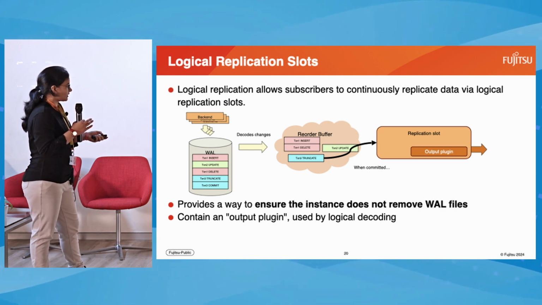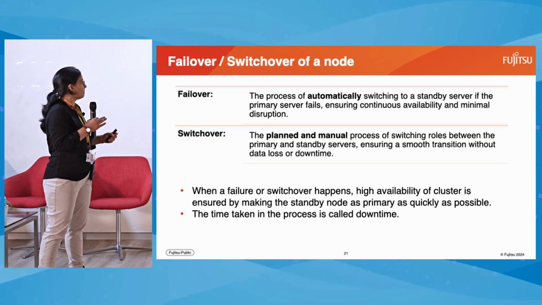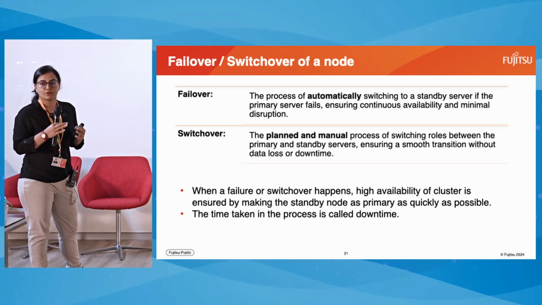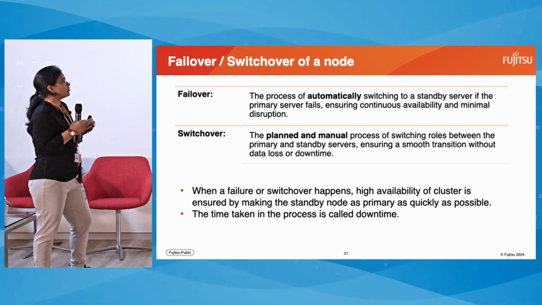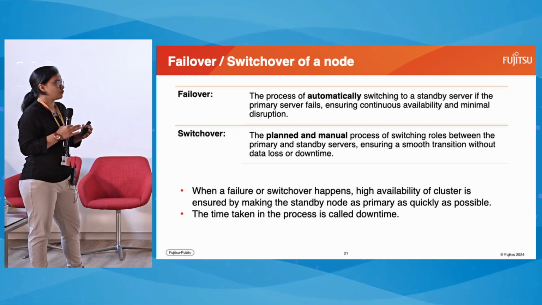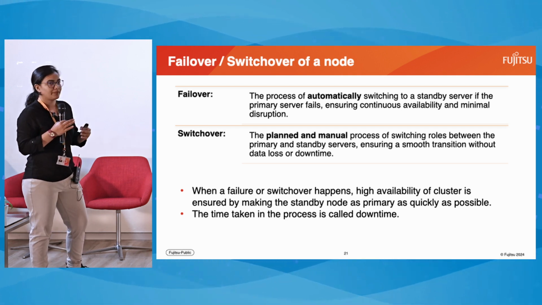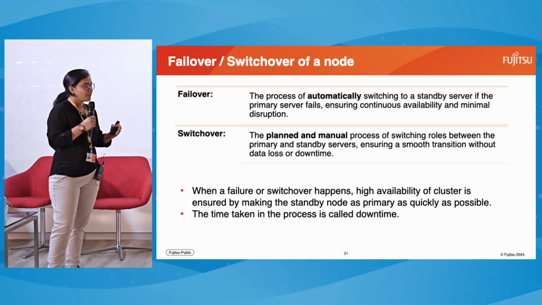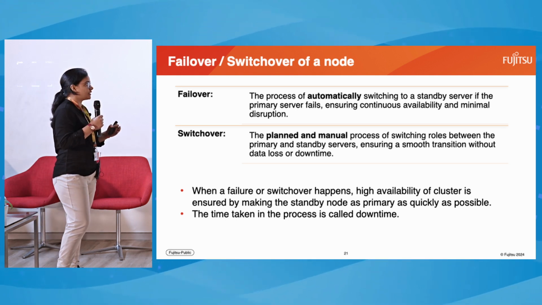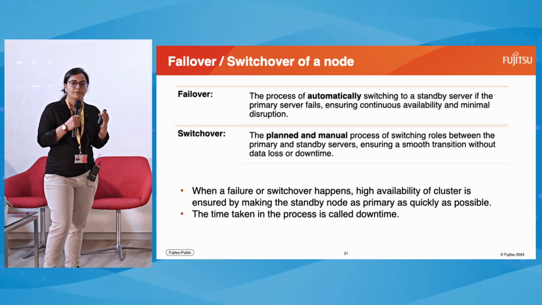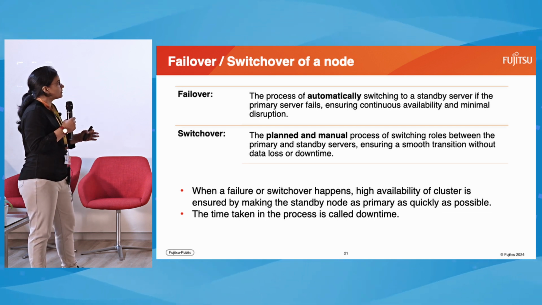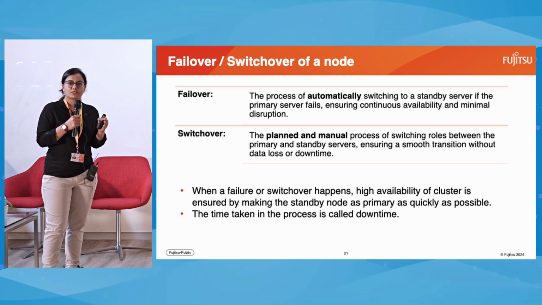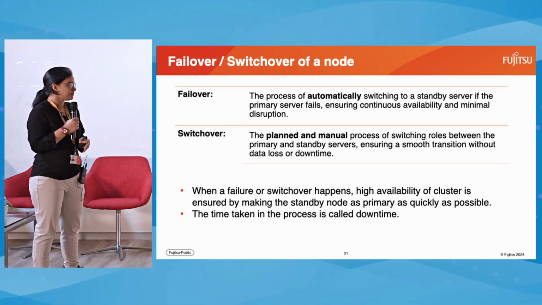So these are the slots, and next see how the high availability of clusters comes into picture. So we have real time scenarios called failover and switchover. Let me explain what is the main difference. Failover is the automatic process of switching to standby server when primary server goes down, whereas the switchover is the planned and manual process of switching standby server to the primary server.